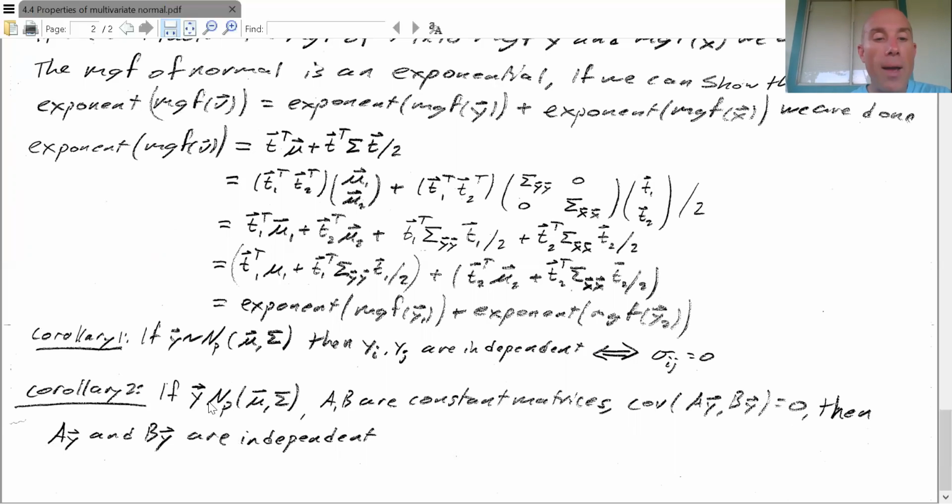Now, if Y is normally distributed and I have constant matrices A and B so that A times Y and B times Y have 0 covariance, then I know that A times Y and B times Y are independent random variables.